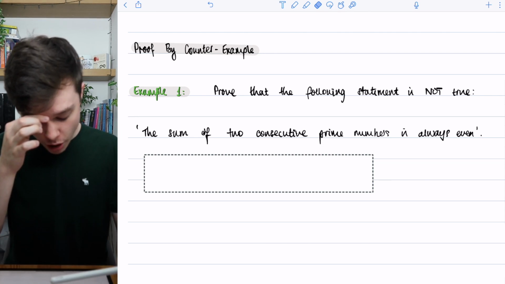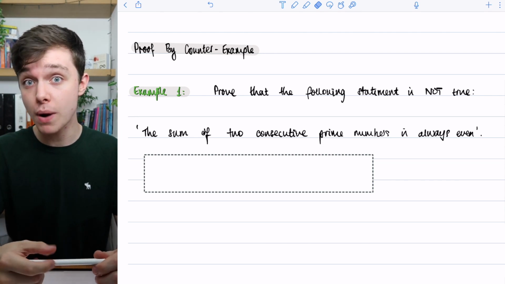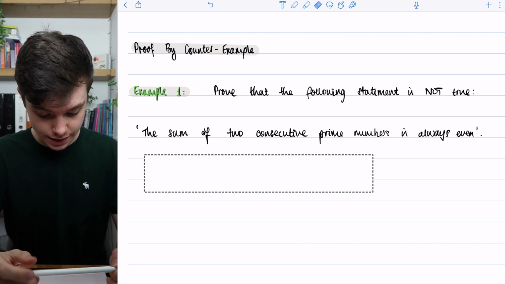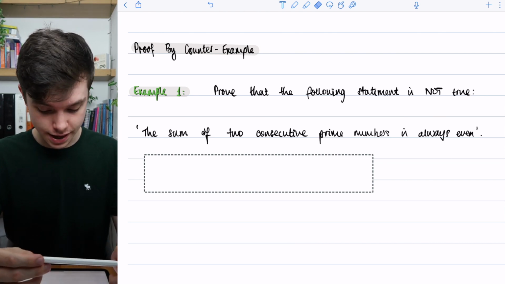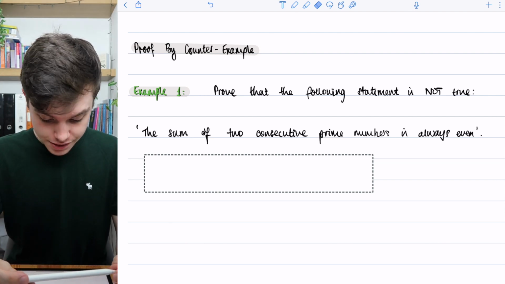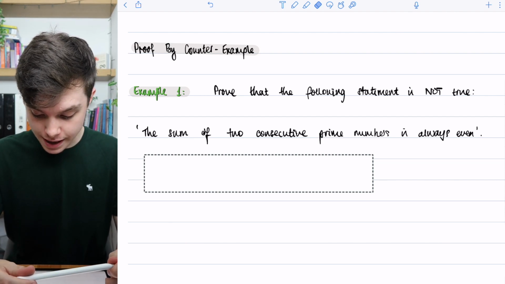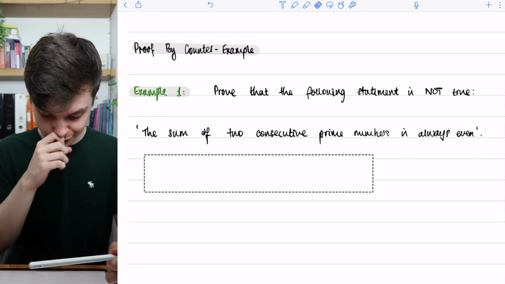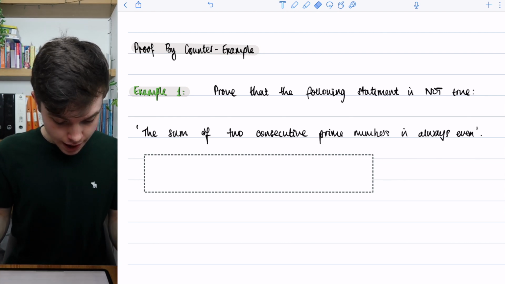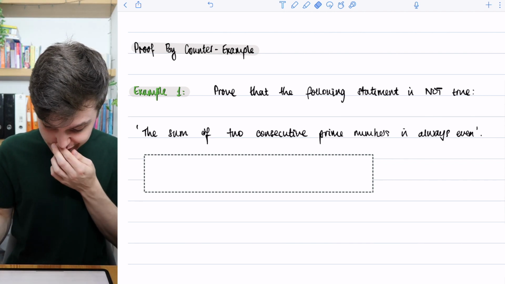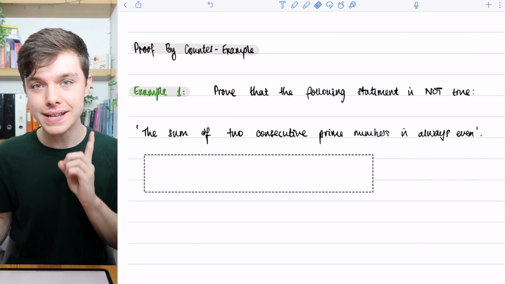We're going to have a look at counterexample first. Now, I'm going to actually just do this through an example. I think that will be much easier. So, this is the example of a proof by counterexample. Example 1 says, prove that the following statement is not true. So we're basically trying to disprove this statement, okay? It says the sum of two consecutive prime numbers is always even.